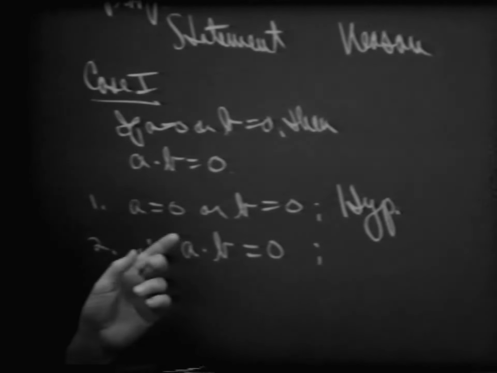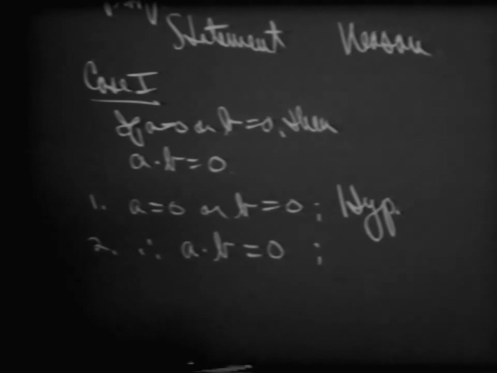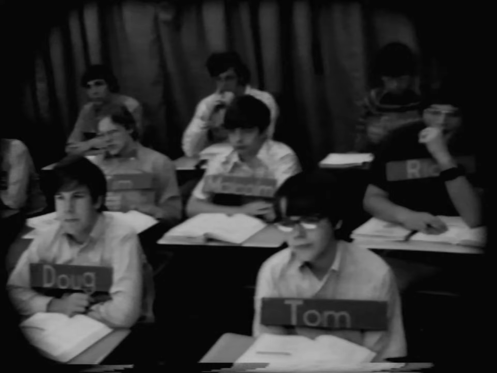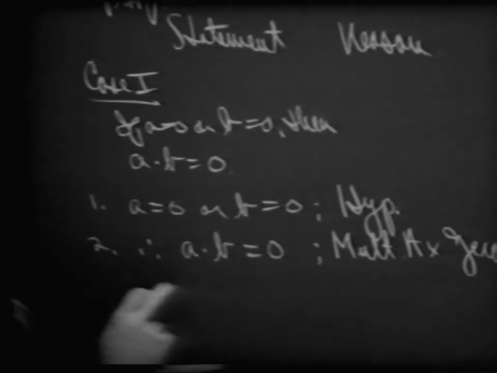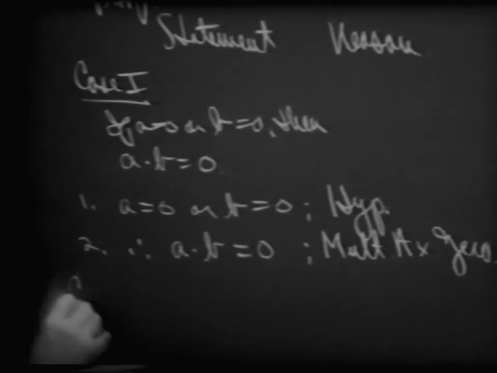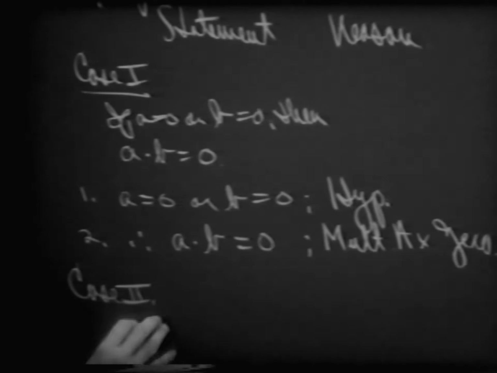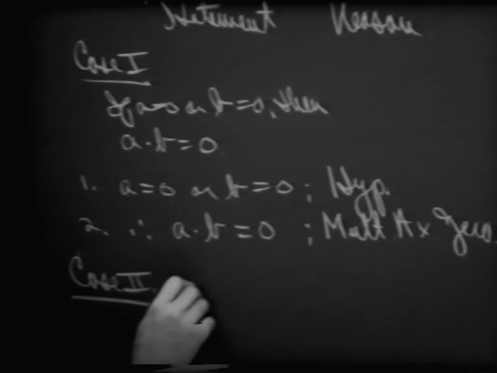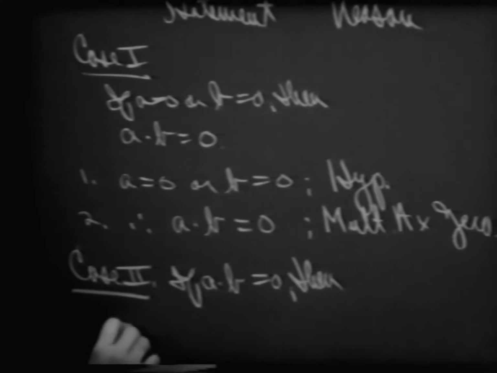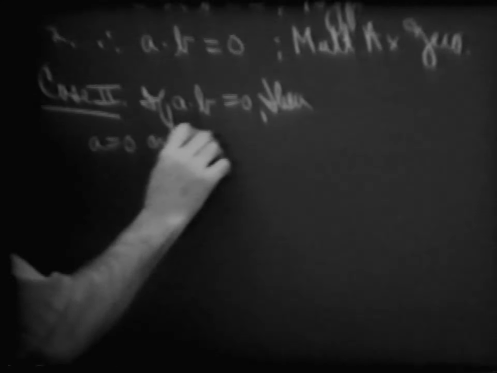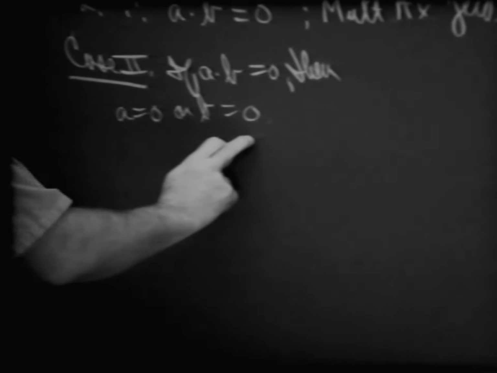And our reason for saying this is what? Multiplicative axiom of 0. There we have our multiplicative axiom of 0. So this first case is already done for us. And let's look then at the second case, namely the one in which if A times B is equal to 0, then A is 0 or B is 0. All right, this is what we'd like to prove.